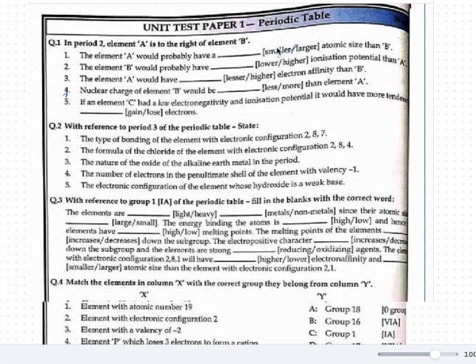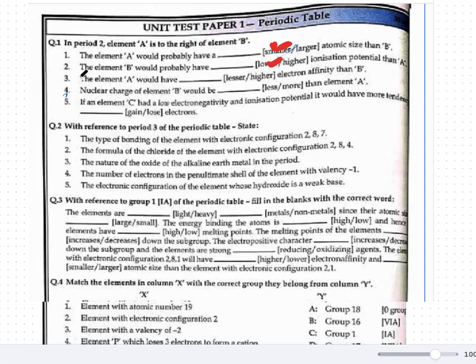Okay, so the first answer is smaller. The second: element B, which is to the left now, okay, this is to be remembered. That is why I told you, please write it like that and then start. Element B would probably have lower or higher ionization potential than A. According to the trend of the periodic table, ionization potential increases as we go from left to right. So element B will have a lower IP than that of A.